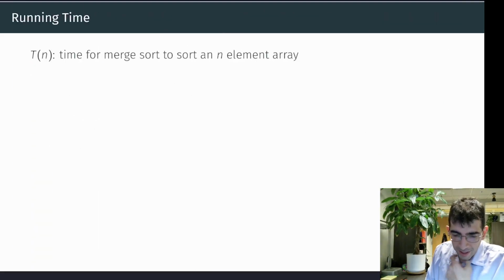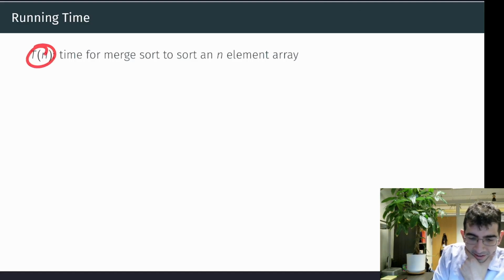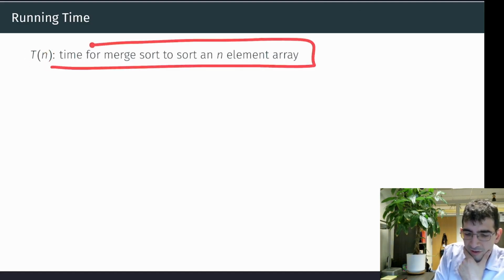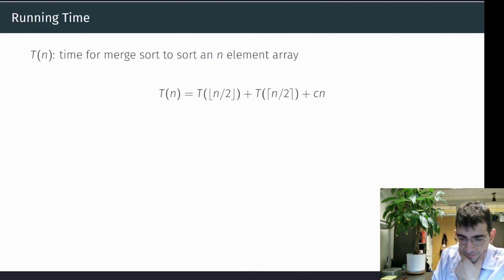Okay, so T of n is the time it takes merge sort to sort an n-element array. And so, as we discussed, merge sort n calls merge sort n over 2, the lower half of the array, and then it calls merge sort n over 2 again, the upper half of the array, and then this right here is the time it takes the merge function.